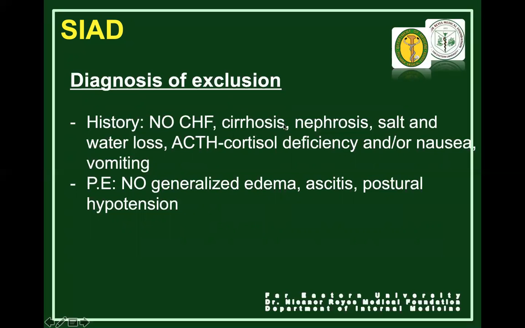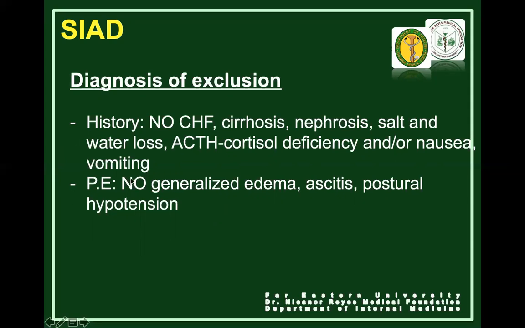The liver is okay. So there's no cirrhosis. There is no nephrosis or salt and water loss. So the kidneys should be okay. The ACTH and cortisol deficiency should be excluded. And there should be no nausea or vomiting. So these are important things that you have to take note in your history. Sometimes I get somebody who's hyponatremic and it's because they have nausea and vomiting. And then when you check the sodium again after the nausea and vomiting has abated, then you will see a normal sodium. So you have to make sure that you get this in the history.